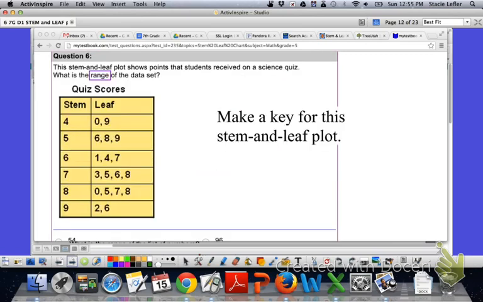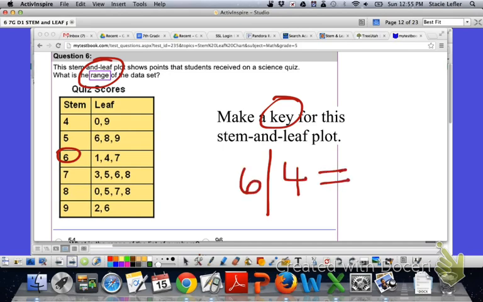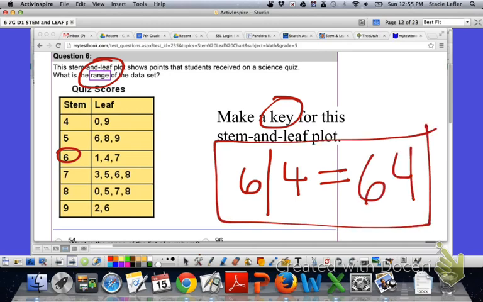Let's do a couple of things with this stem and leaf plot. Let's make a key for it, and let's find the range of the data set. So for a key, you have your line dividing the stem and leaf. Pick any number to be your stem. I'm just going to look at, like, 6. So if I have a 6 on the left and a 4 on the right, that's going to represent the number 64. So this would be the key.